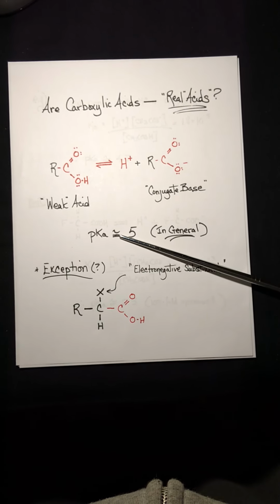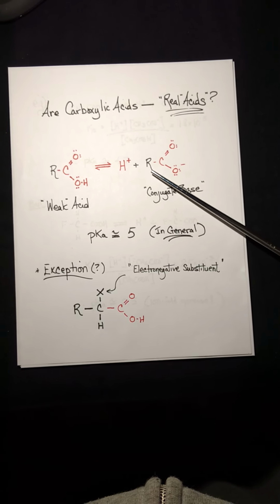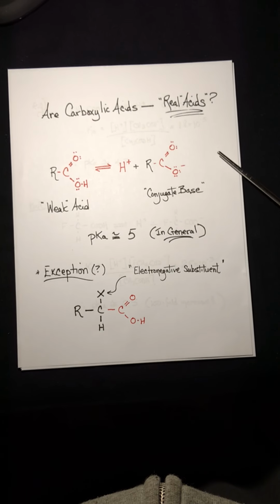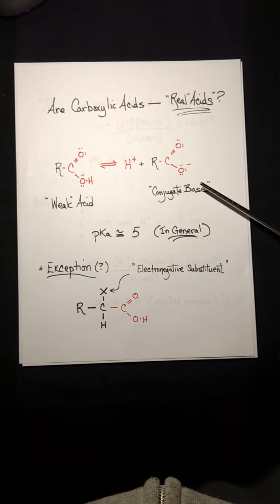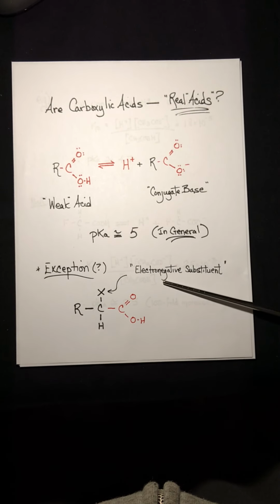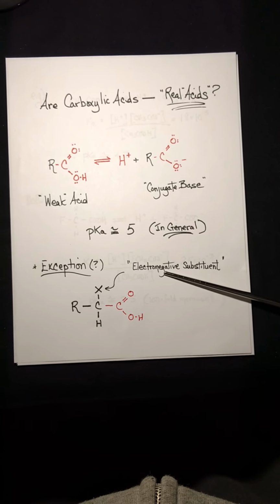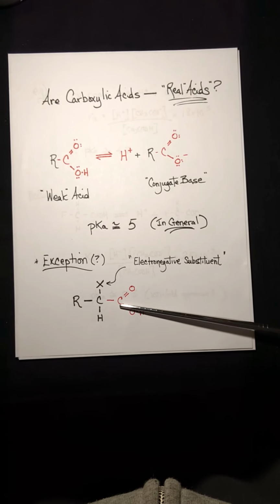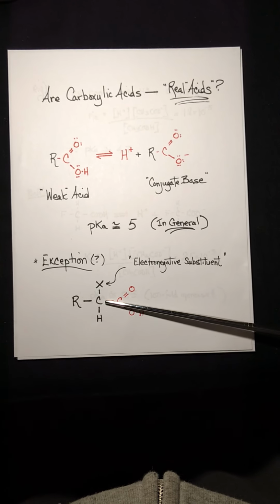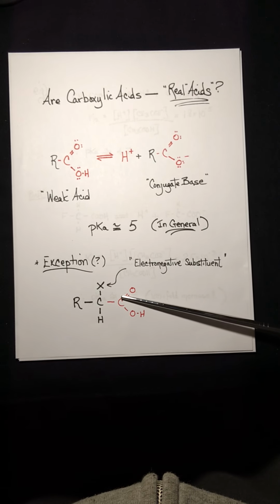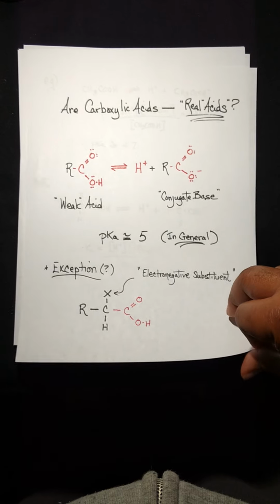And surprisingly, the number of carbons within the R group really doesn't have much bearing on the acidity of the carboxylic acid. Now, we can increase the acidity if we add an electronegative substituent to the carboxylic acid, particularly if we add it to the alpha carbon or the carbon adjacent to the carboxyl.